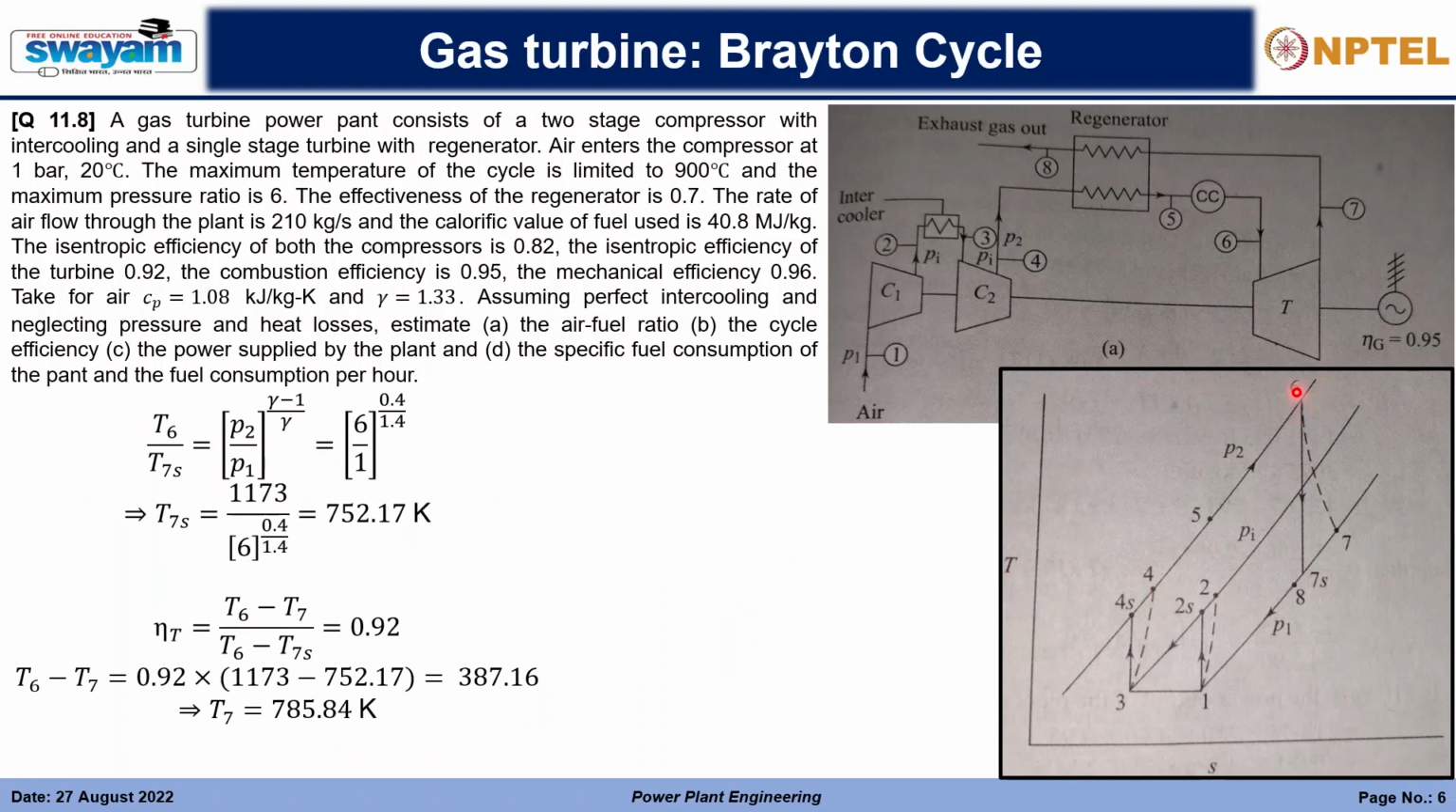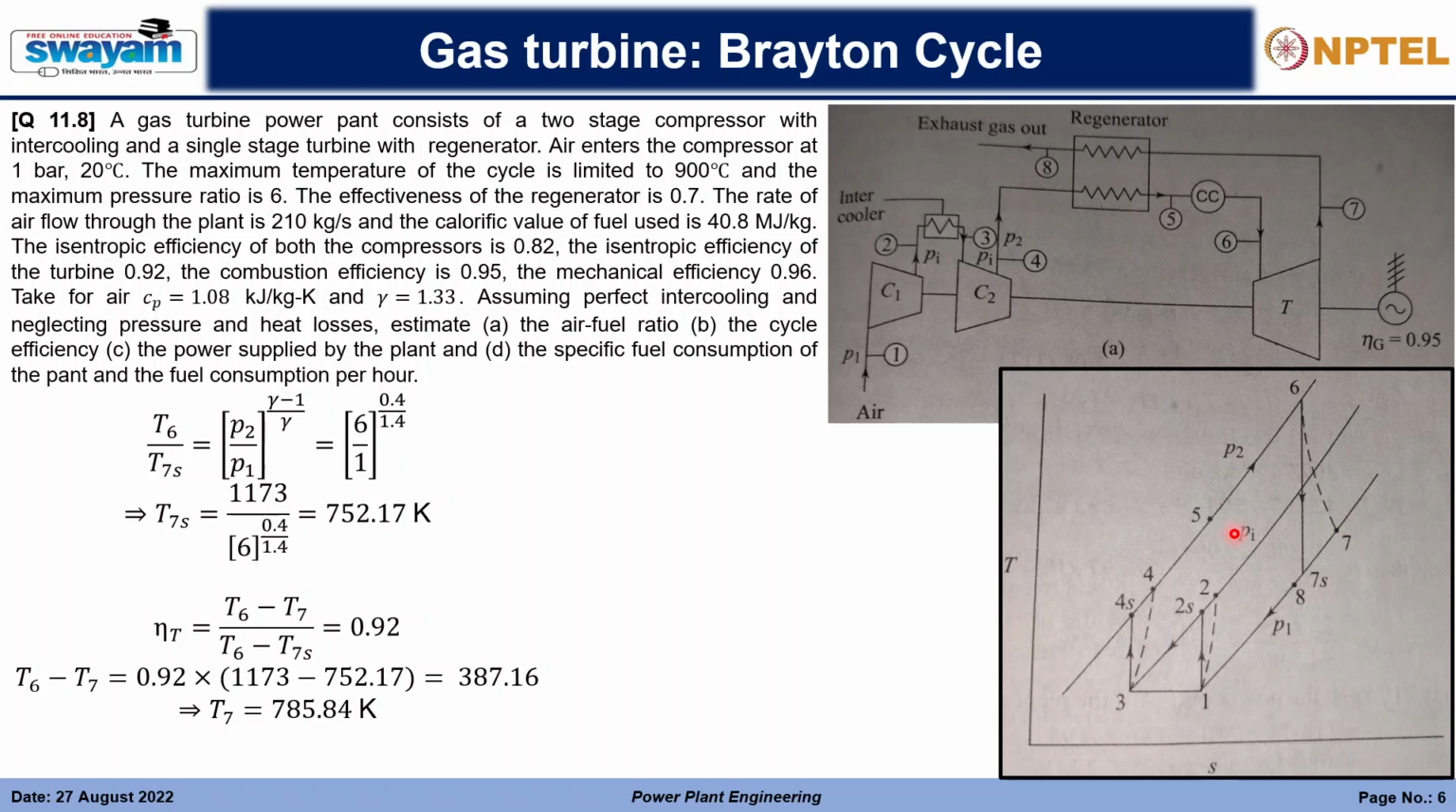Then we will calculate T7, since we know T6. For T6 to T7, this is an adiabatic process. We will again use the pressure ratio P2 to P1. There is no intermediate pressure in this turbine expansion process, so directly we will get the value of T7s. But again, T7s is not isentropic, so we will have to consider the efficiency, and accordingly we will get the temperature T7. From T6, which is 900 Kelvin, it is expanded down to 785.84 Kelvin. We got all the temperature points, right?